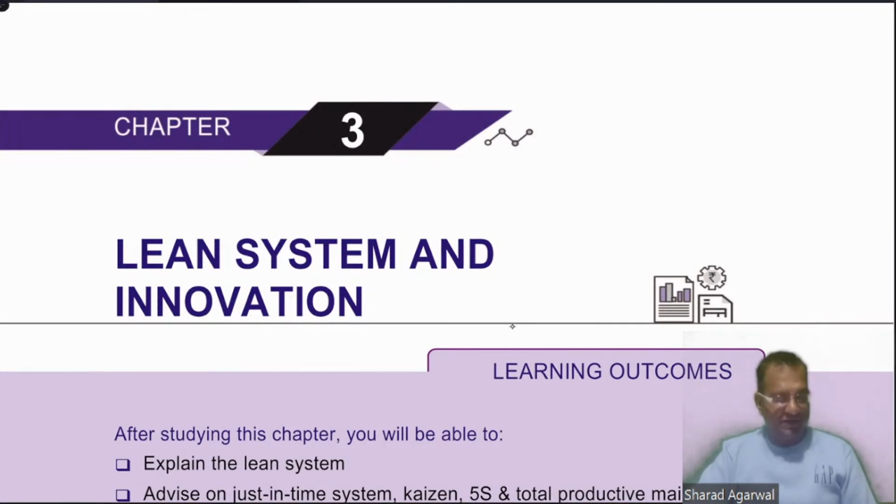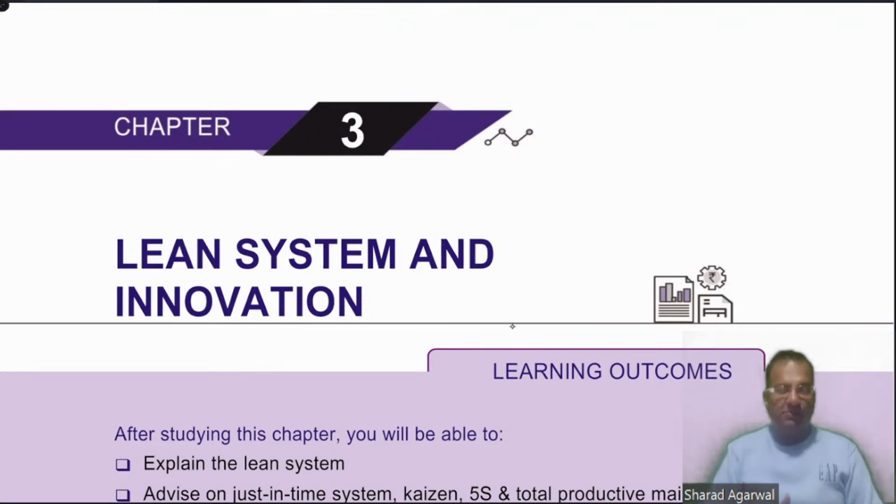So this is chapter number 3, Lean System and Innovation. There are total 4 sessions on this particular chapter. Beta, I welcome you all in today's session.